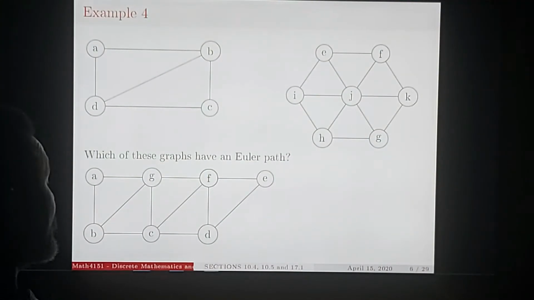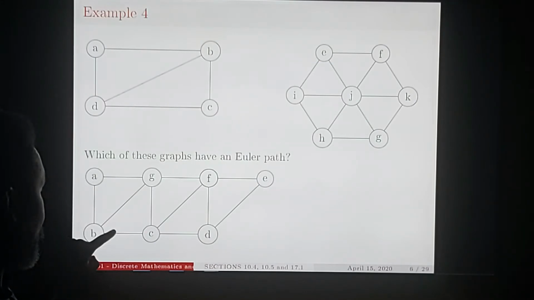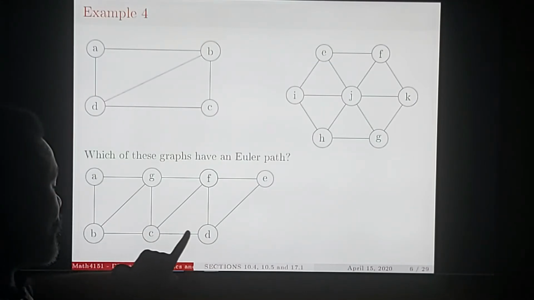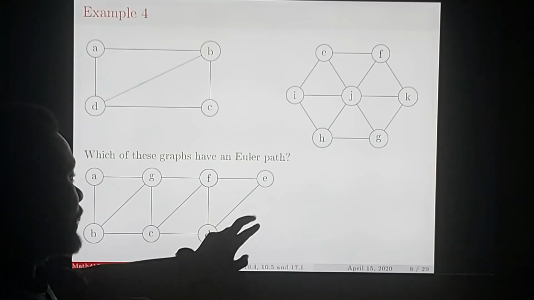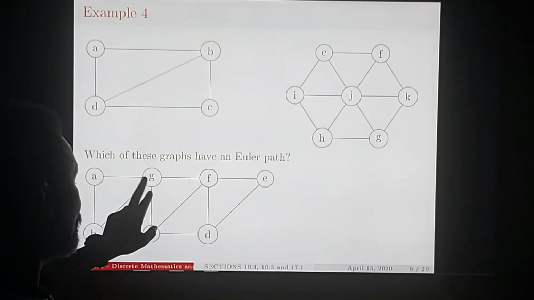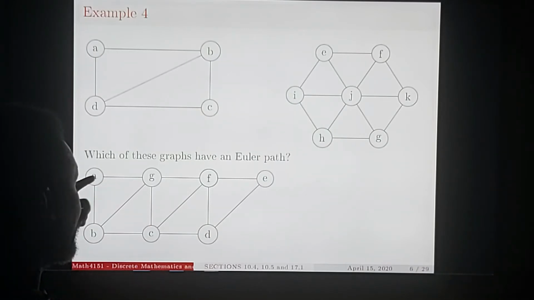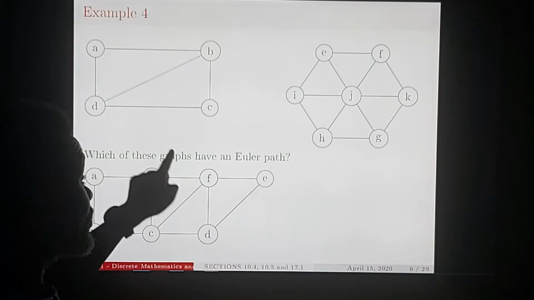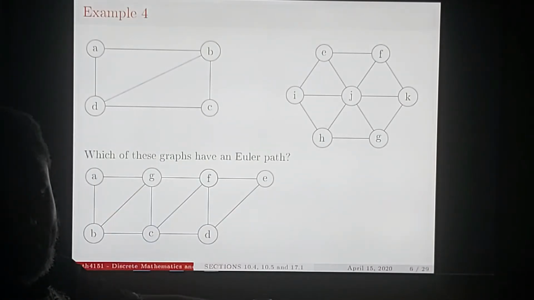And then the last one, what do you have? Degree 2, degree 3, degree 4, degree 3, degree 2, degree 4. So we have even and odd degrees. This is odd degree 3, and this is odd degree 3. So this graph must have an Euler path. And so we can find it.